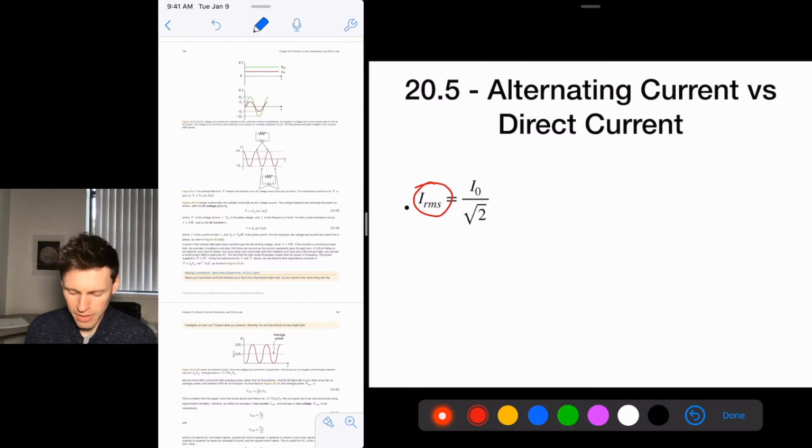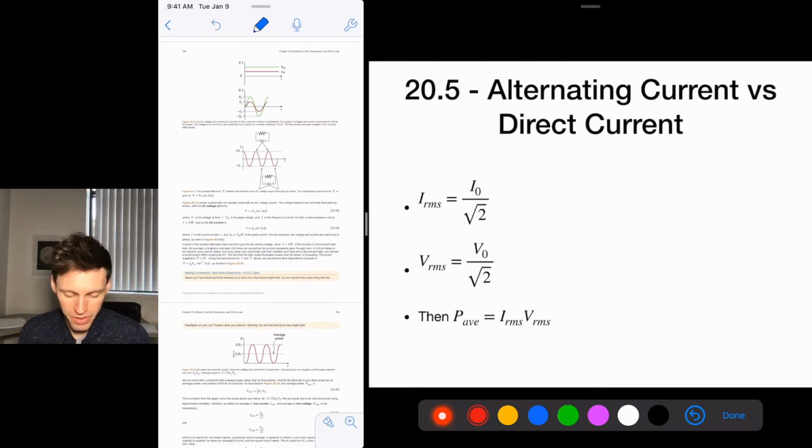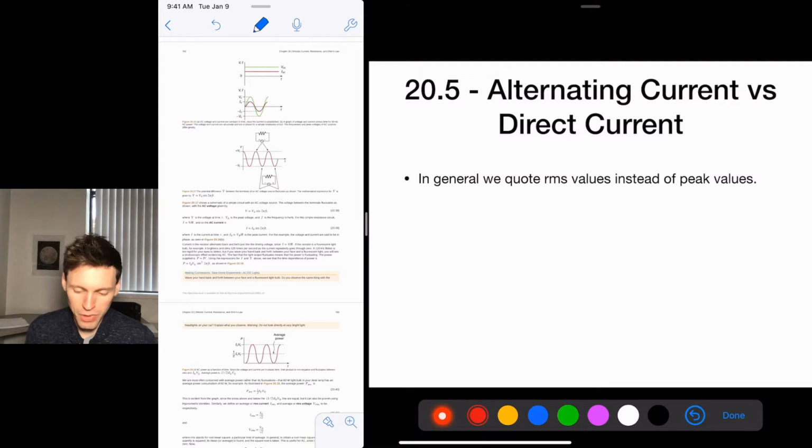So what's the point? I_RMS is I0 divided by the square root of 2. Whatever your peak current is, just divide it by the square root of 2 to get your I_RMS value. And your V_RMS value is just your peak voltage divided by the square root of 2. If you multiply two of these together, the square root of 2 times the square root of 2 is 2, so you just get I0 V0 times a half, which is what I already showed you for the value of the average power.